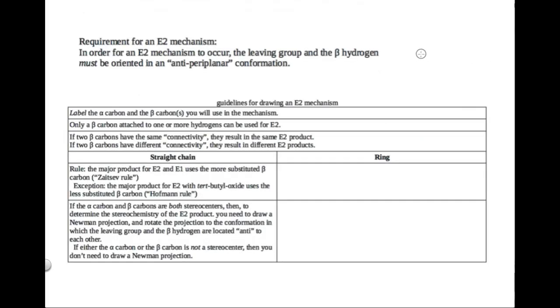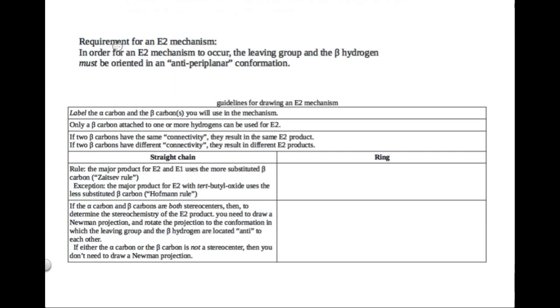Now let's make some comments. First of all, notice that this is a requirement, not a preference. So this doesn't give us the major E2 product. This tells us the only E2 product. The only E2 product or products come from an anti-periplanar conformation. So this is not how you tell the difference between major and minor. This is how you tell the difference between a possible product and an impossible product. That was a rule that told you the difference between a major and a minor product, but this is a rule that tells you the difference between possible and impossible products. It's a requirement for E2.